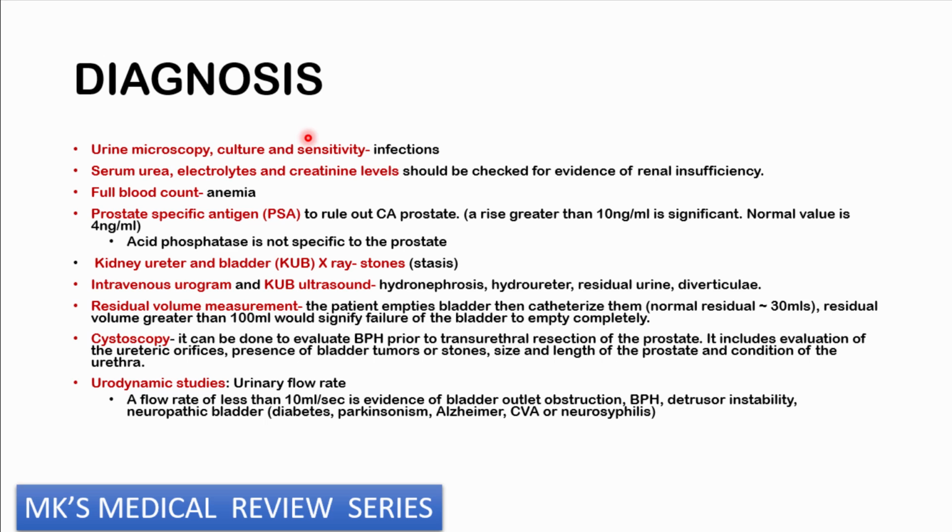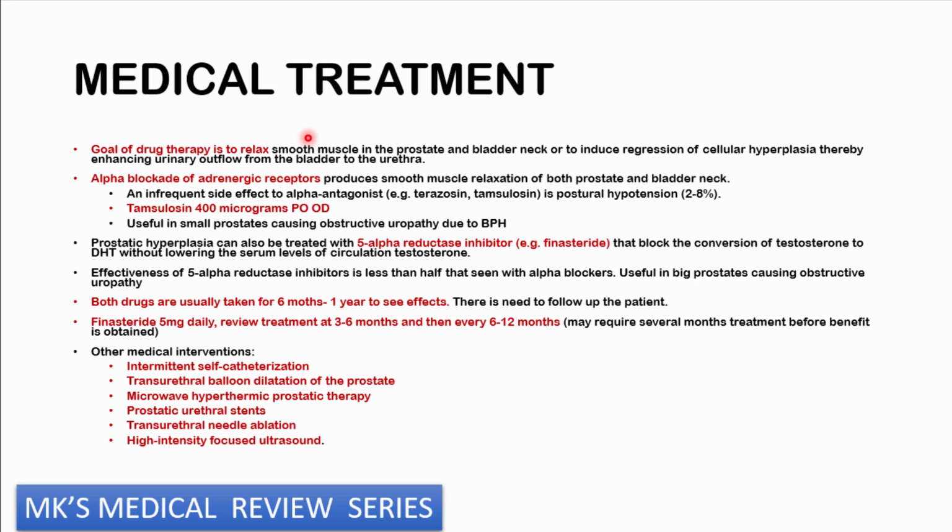You may also do urodynamic studies where you check for your urinary flow rate, and a flow rate that is going to be less than 10 mils per second is going to be evident of bladder outlet obstruction, benign prostatic hypertrophy, detrusor instability, neuropathic bladder, which may be due to diabetes, Parkinsonism, Alzheimer's disease, cerebrovascular accidents, or neurosyphilis, just to mention a few causes. Medical treatment.